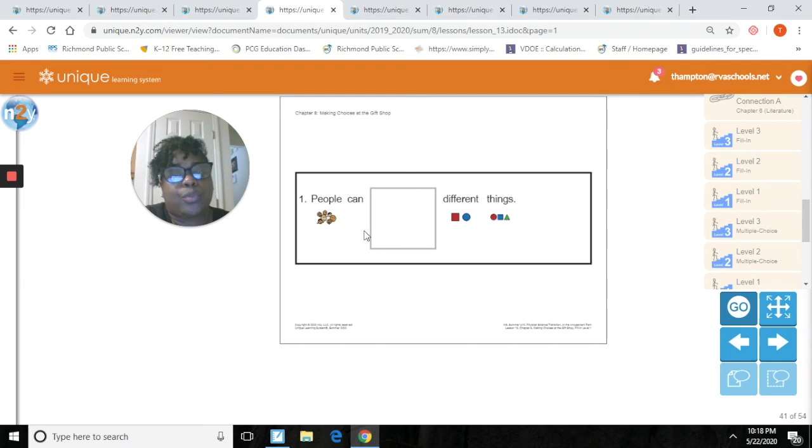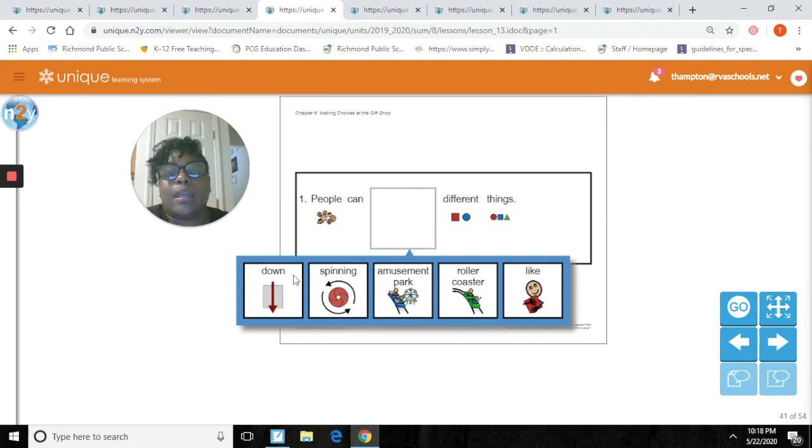So what you're going to do whenever we are working with questions, even if I don't tell you this, I always want you to make a choice because you can always pause the screen and say, Mom or Dad or whoever's sitting with you, I need to make a choice in case I forget to tell you, okay? All right, so let's read our first statement here. It says, people can blank different things. Down, spinning, amusement park, roller coaster, like. Make a choice.